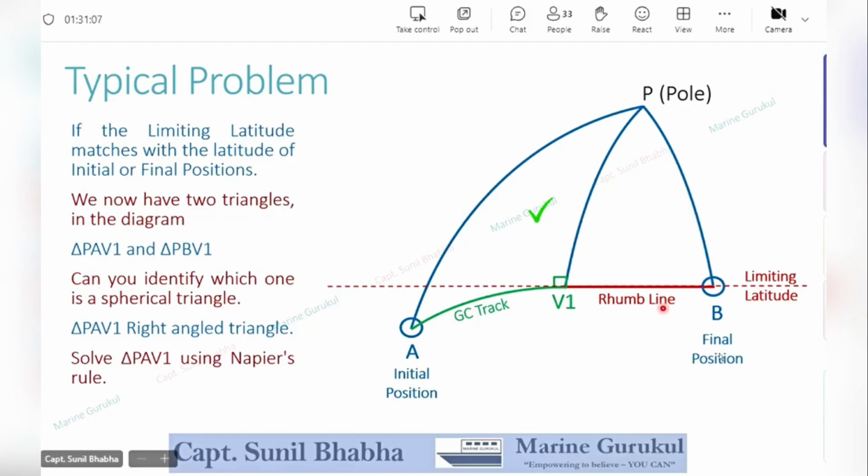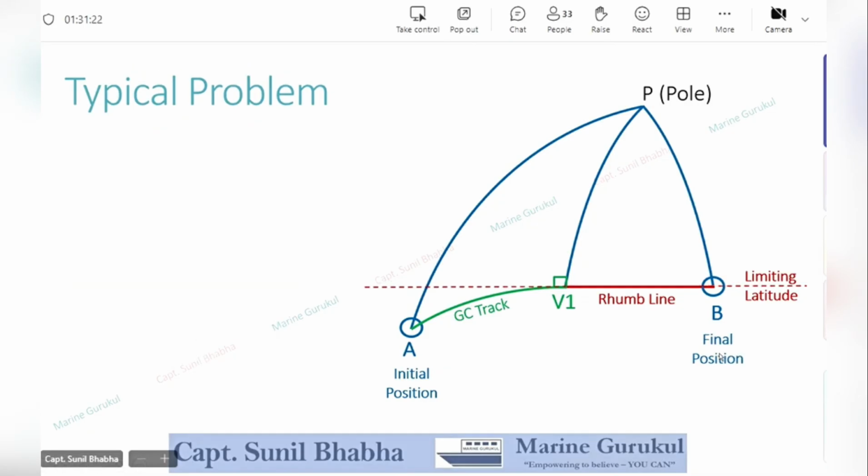Now once we identify the spherical triangle, the first step in these type of questions is that we solve this spherical triangle. So we will be solving the spherical triangle PAV1. Now PAV1 is a special spherical triangle. We have a right angle at V1. Napier's rule says that if we know any two parts of the special spherical triangle, we can apply Napier's rule and find everything else.